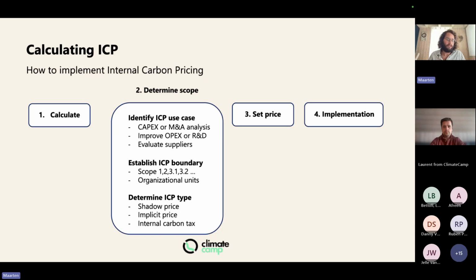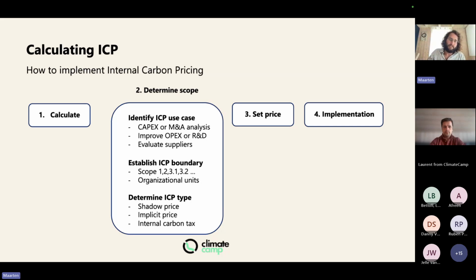And the third step is determine the ICP type. Will you work with a shadow price? Will you work with an internal carbon tax? Or will you use implicit pricing to determine price signals for a shadow price or an internal carbon tax? The advice I would give, everybody starts out with shadow pricing and moves towards internal carbon taxes. You can also do like Microsoft and have an internal carbon tax limited to certain scopes.